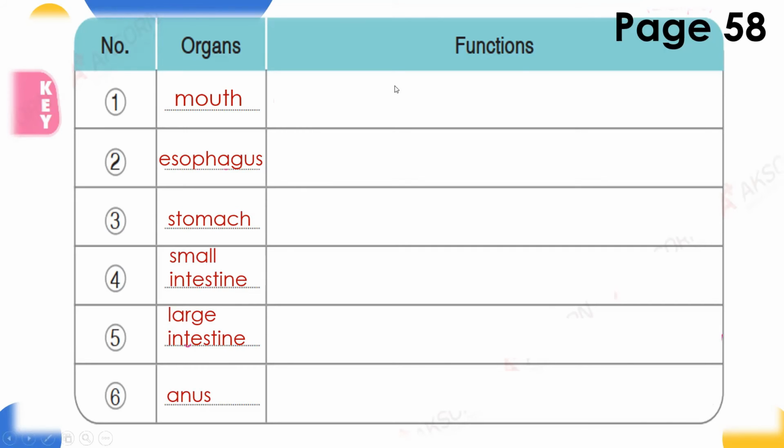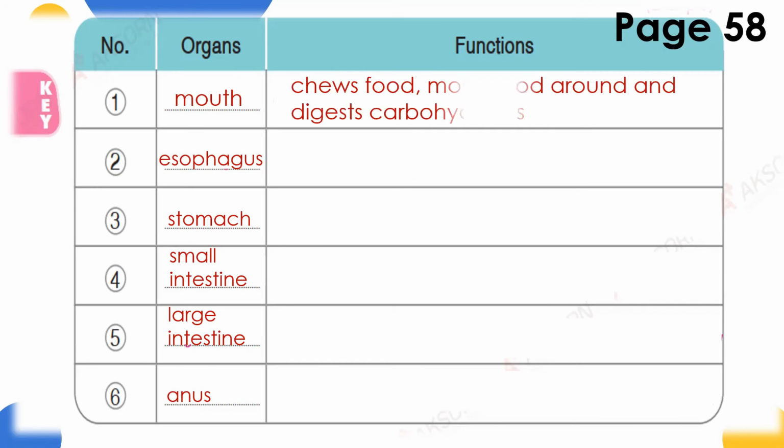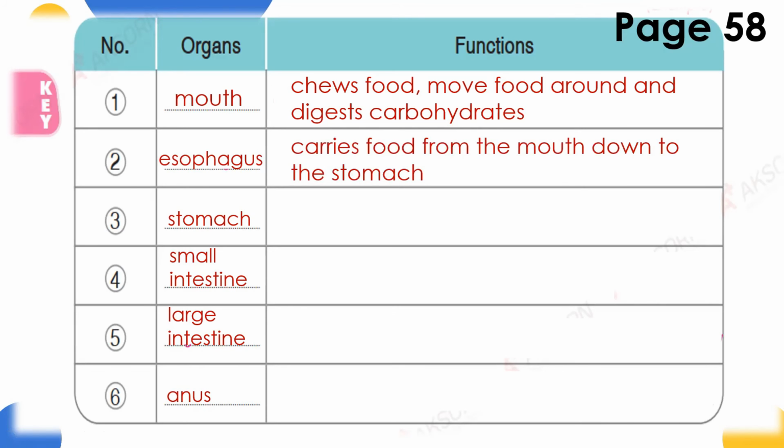Now it's your turn to write the functions of these organs. First, what is the function of the mouth? Great. So the mouth or your teeth chew food, move food around, and digest carbohydrates. That is the function of mouth. What about the esophagus? What is the function of the esophagus? It carries food from the mouth down to the stomach. That's right. What about the stomach? Do you digest food in the stomach? If you say yes, then you're correct.